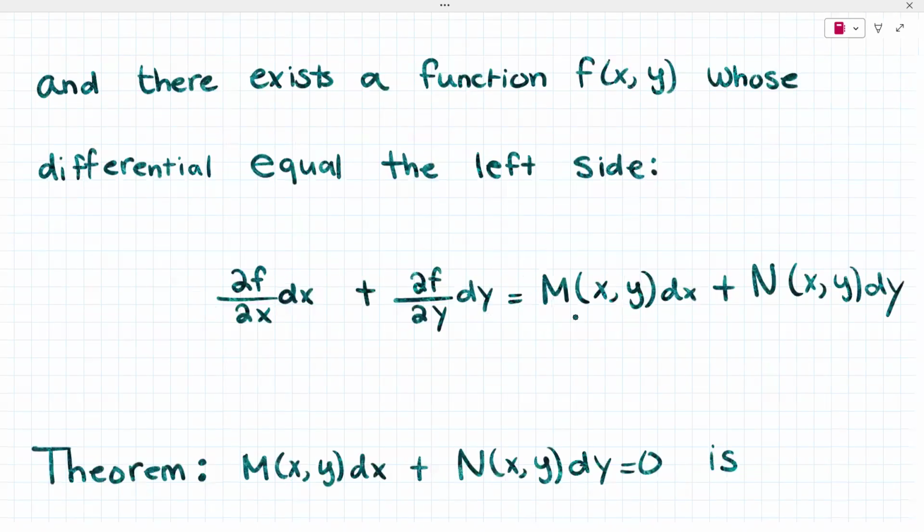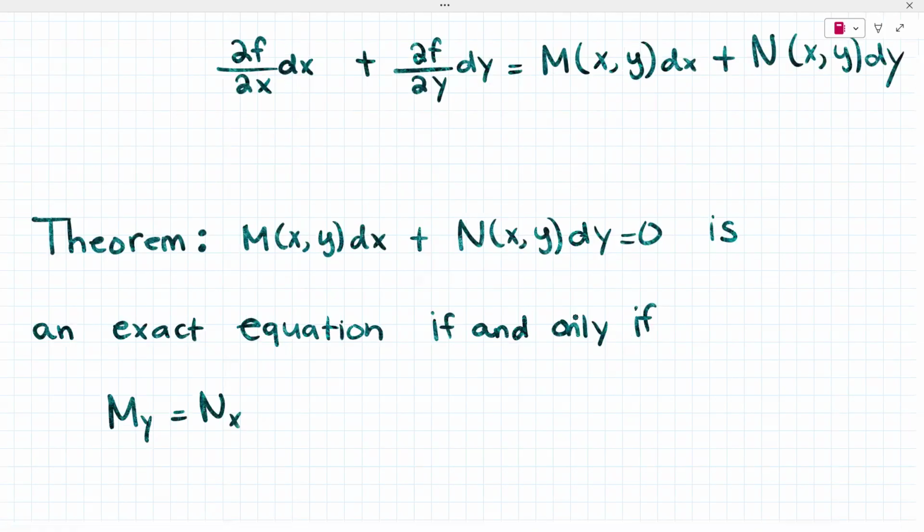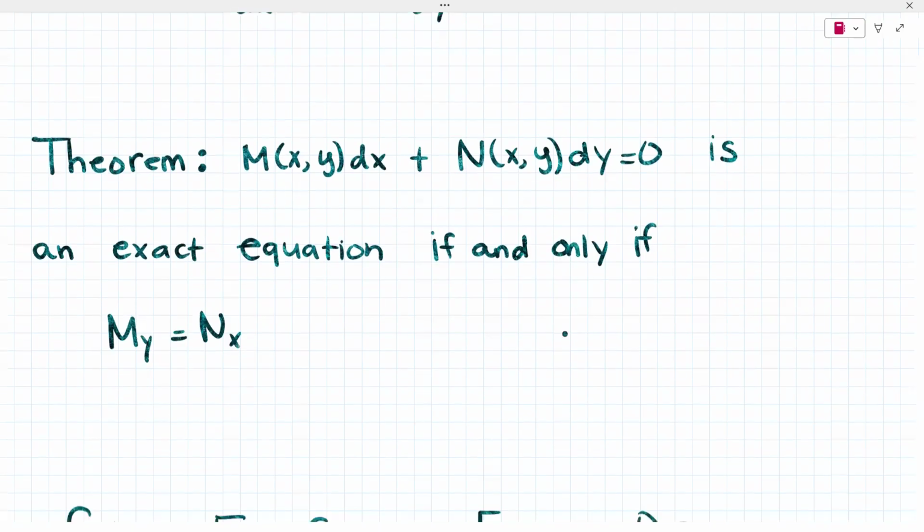Okay, so the theorem is: M(x,y) dx plus N(x,y) dy equals 0 is an exact equation if and only if My equals Nx. So just like in the previous section, we had to prove that My does equal Nx. So it's the same thing for this one.